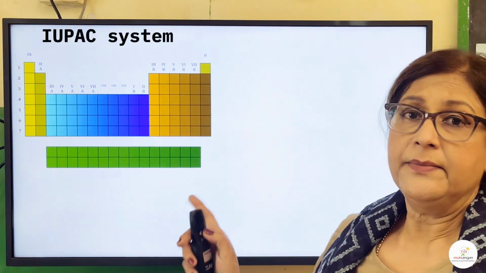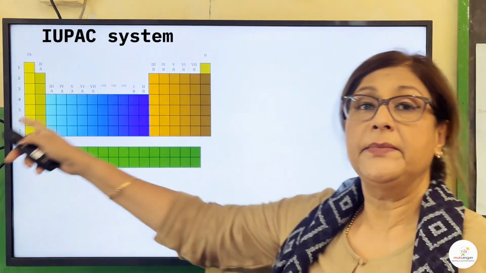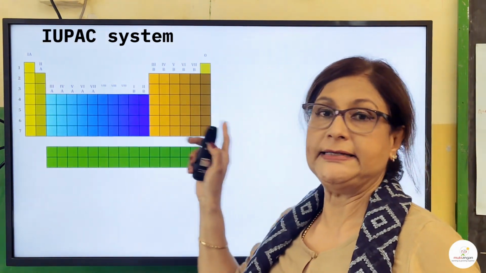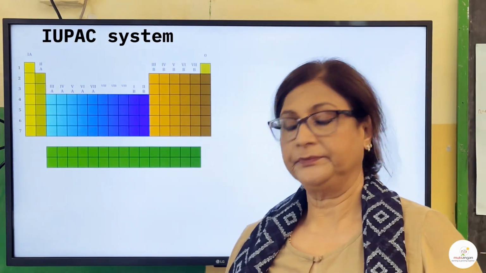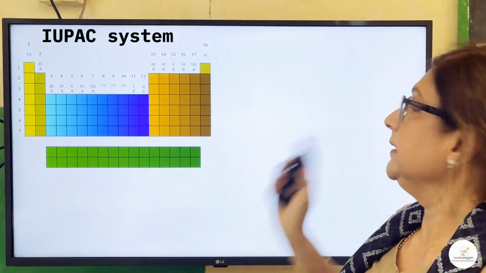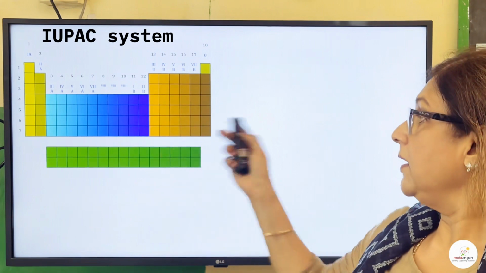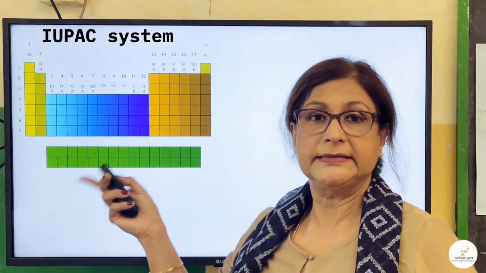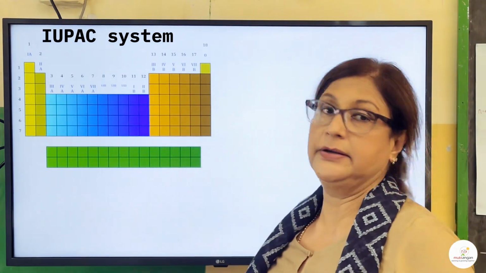Now, IUPAC made it very simple. They just numbered it all the way from group 1 to group 18, from left to right. So as you can see here, this is group 1 to 18. Now, in a lot of these periodic table images which you see, both the numbering systems are included.